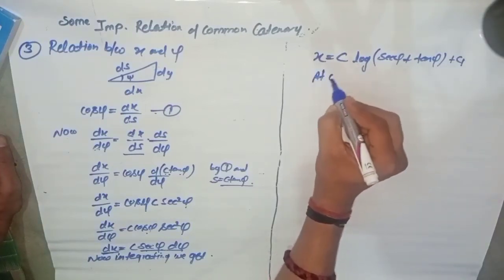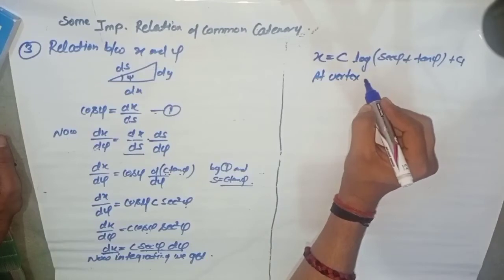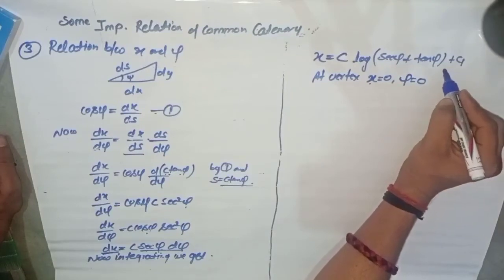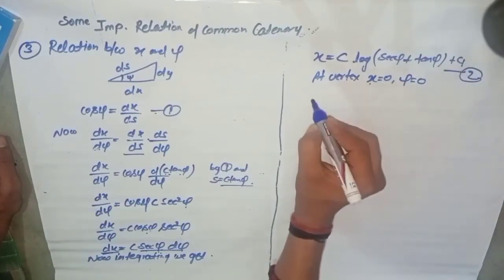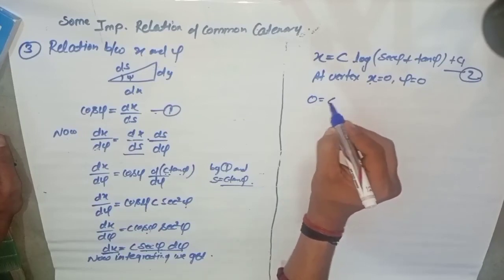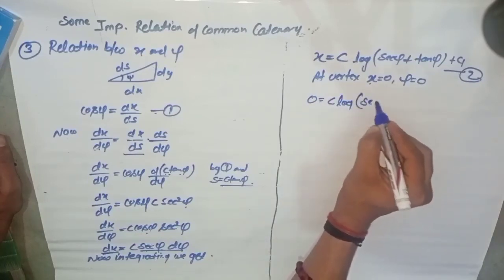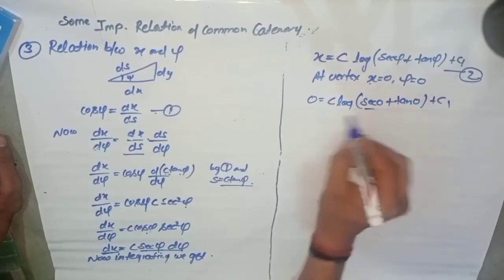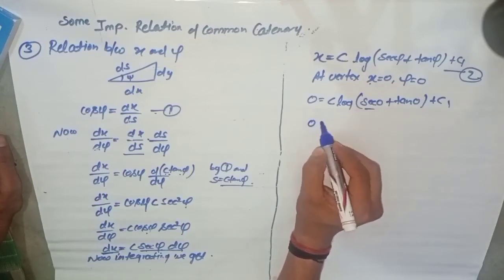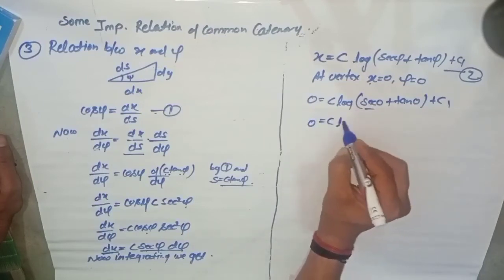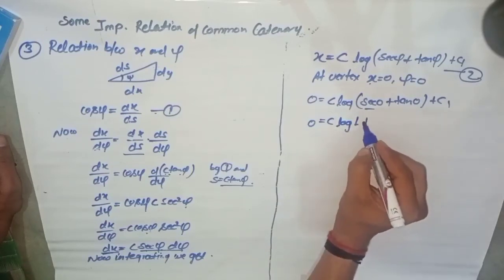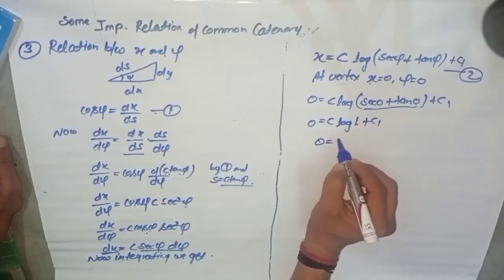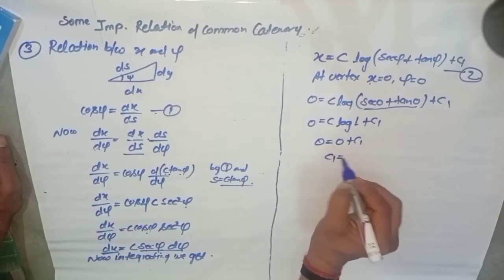Again, at the vertex x = 0 and ψ = 0. This is equation second. Now we put x = 0 at the vertex, so 0 = c log(sec 0 + tan 0) + c1. The value of sec 0 is 1 and the value of tan 0 is 0, and log 1 is also 0, so we get 0 = 0 + c1. We get the value of c1 as 0.